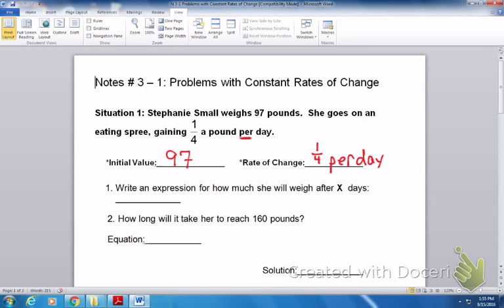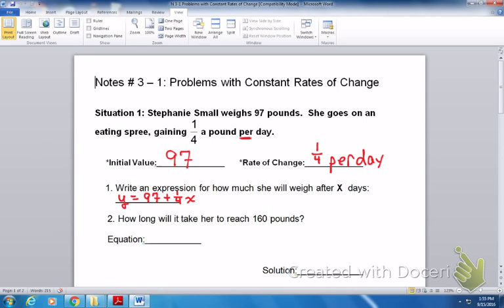Now, if you'll remember how this setup goes, writing the expressions for how much she'll weigh after x days, number one, is going to be pretty easy. First, we're going to write y equals, because we're actually writing something out to where we can find out how much she weighs on any given day. The first number you're going to write is going to be the initial value, wherever she started, so 97. This is the number that's set. It doesn't change problem to problem. Now what we're going to add to that is her rate of change, but we don't know how many days we're talking about. Maybe it's 10 days, maybe it's 100, so that's our variable x. That's how many days. So now we have our expression: y equals 97 plus 1/4 x.